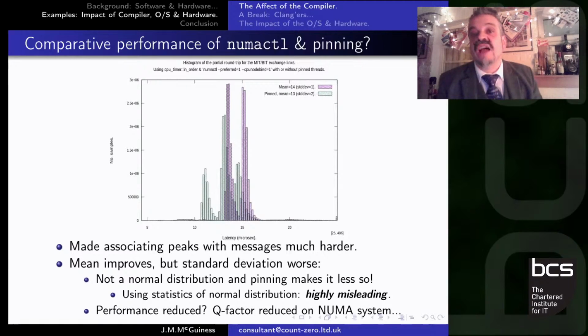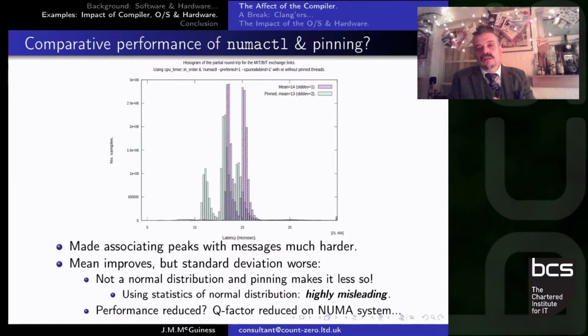What impact does this have? Well, here we see the green is pinned, magenta is unpinned. Clearly with pinning, our mean has changed from 14 microseconds to 13 microseconds. Our standard deviation with pinning actually got broader, interestingly, whereas with no pinning, it was sharper, but we get better performance with pinning.